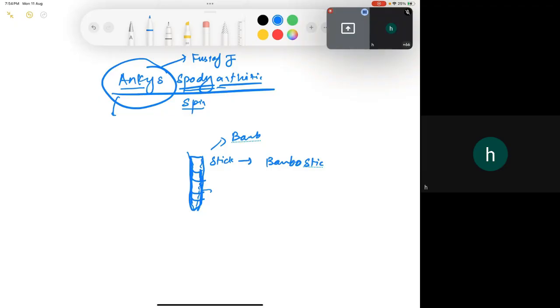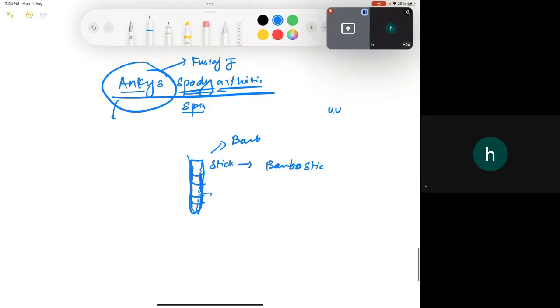We can also have some extra-articular manifestations. Apart from your joints, what can be affected? We can have uveitis and aortitis, right? So the uvea can be affected. What is uvea? Do you guys have any idea? Uvea, this is your eye.